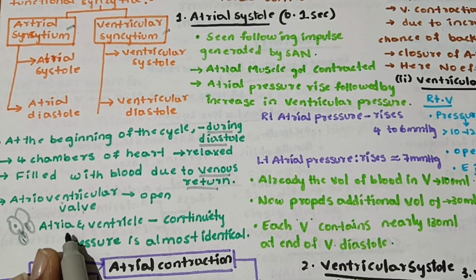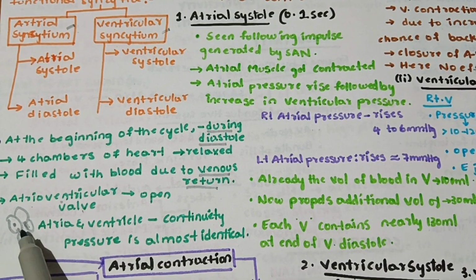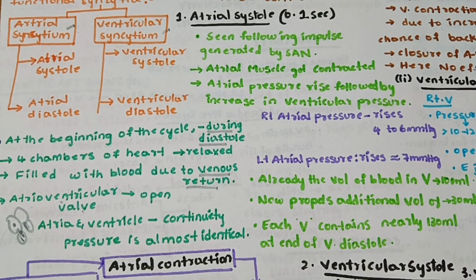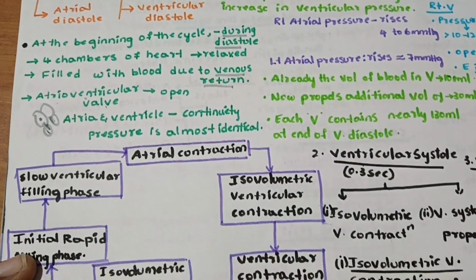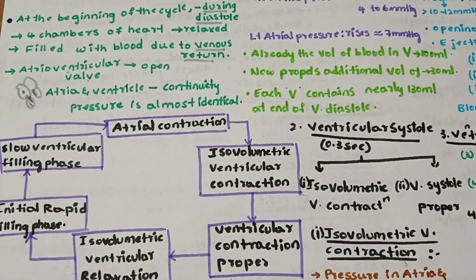So the atria and ventricles are in continuity. There is no closing, no junction, no bridge, just opening of valves. So the blood volume is almost the same, and they are in continuity. Now let's see the flow chart. This is the flow chart you must write in the exam.